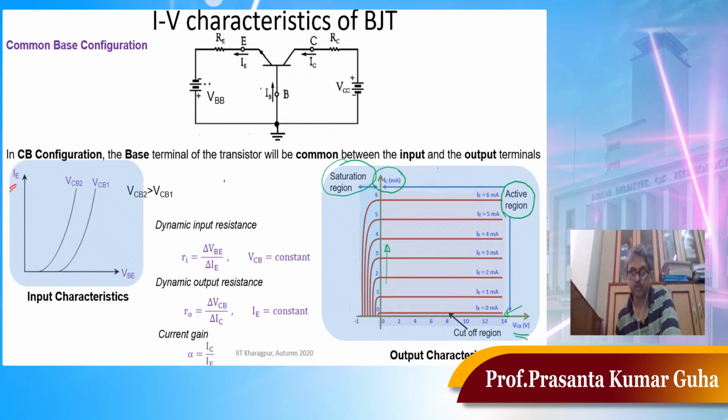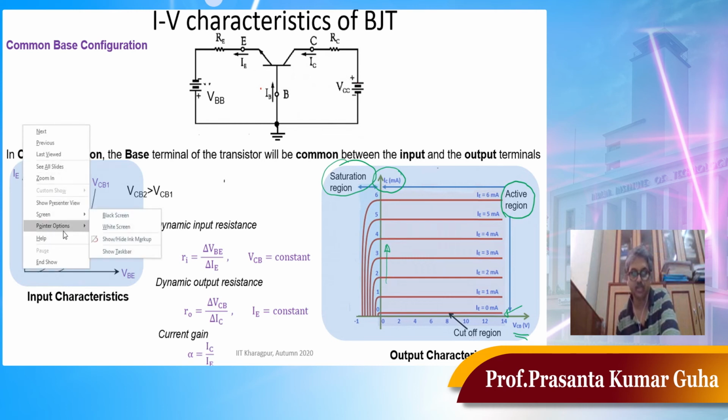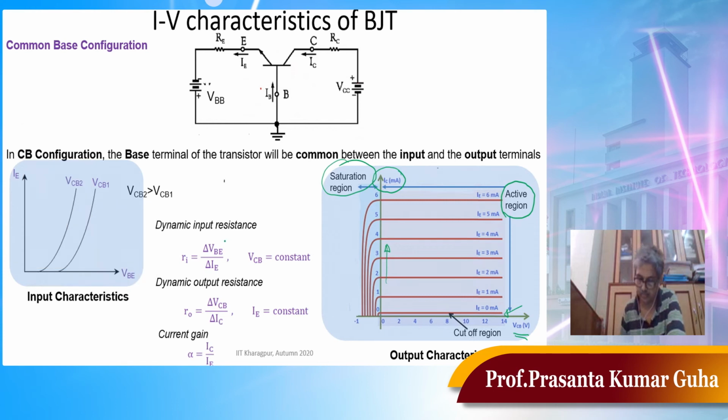So let me repeat it once more. So this is the active region, saturation region, and cutoff region. In the case of the active region, the base emitter junction will be forward biased, okay, and the base collector junction will be reverse biased. This is for the active region. Okay, so that is the region I have just marked with an arrow here. So this entire region is basically your active region.